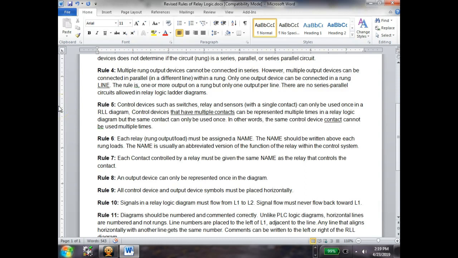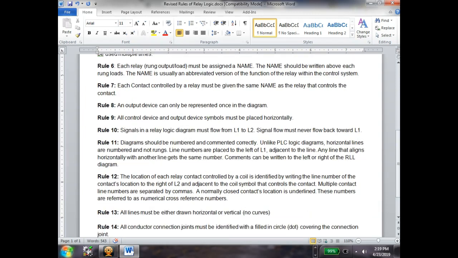All control devices and output device symbols must be placed horizontally. Signals in a relay logic diagram must flow from L1 toward L2. Signal flow must never flow back toward L1. Diagrams should be numbered and commented correctly. Unlike PLC diagrams, on relays we number rungs. On motor controls or relay logic, we number lines, right? You understand that? So a rung can have multiple lines. It's got to have at least one line, right?